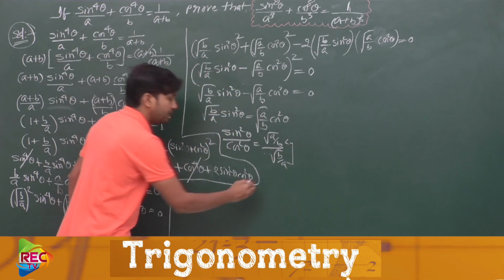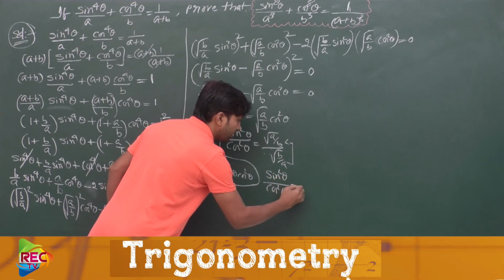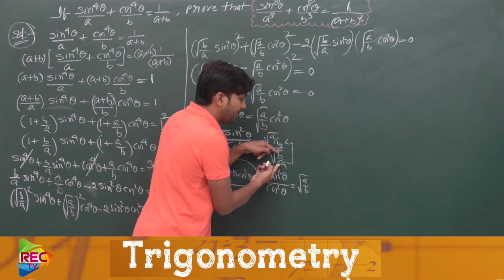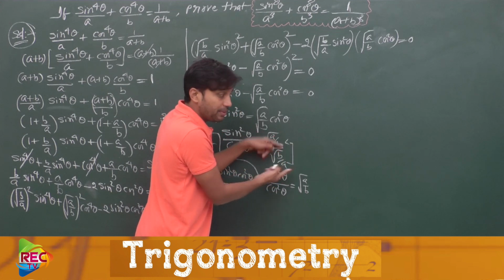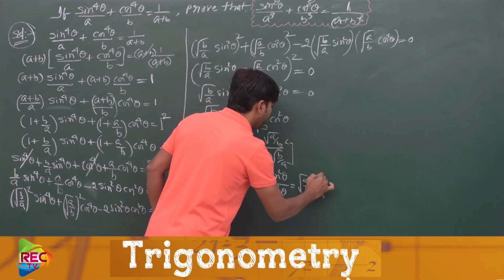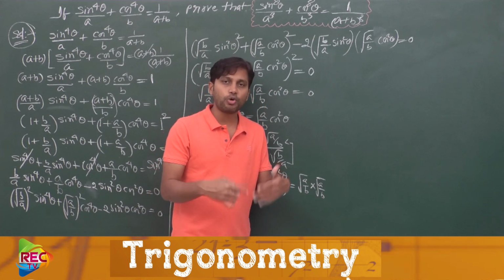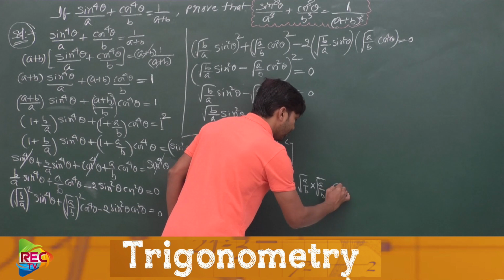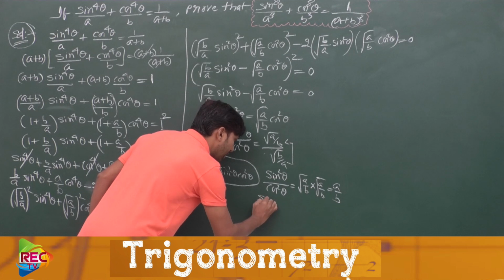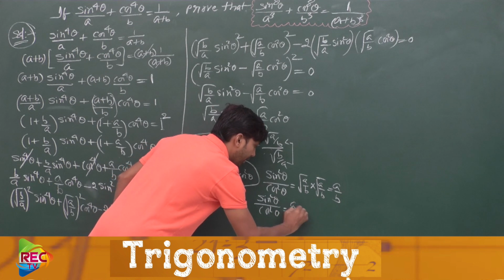Okay, then what happens? Here sin square theta by cos square theta equal to what? Root a by b is there on the upper part, and when root b by a goes up, it is inverted to root a by b, right? So which is equal to what? Root a by b into root a by b, root a by b whole square, which is equal to a by b. So here we obtained sin square theta by cos square theta equal to a by b.